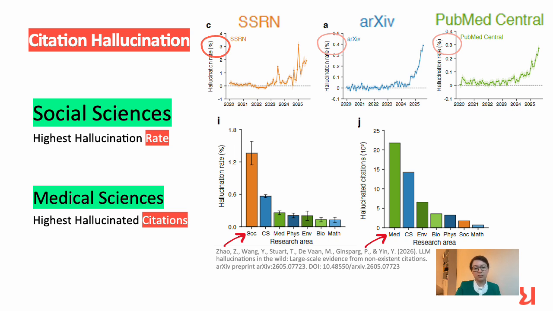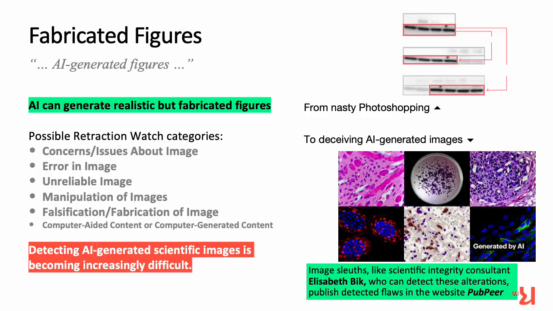The important message, however, is not which discipline performs better or worse. The important message is that every discipline is potentially affected. Whether you work in medicine, engineering, computer science, economics, or humanities, references generated with AI should always be checked against reliable bibliographic databases. Responsible use of AI begins with responsible verification.